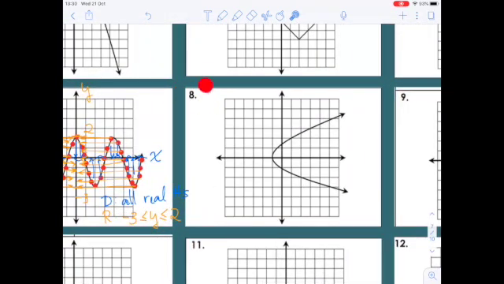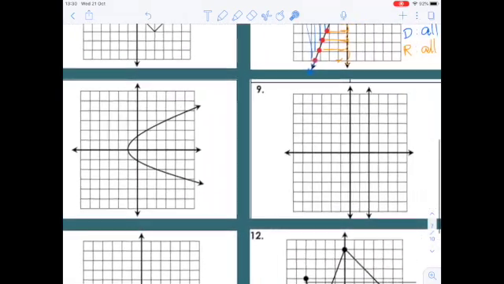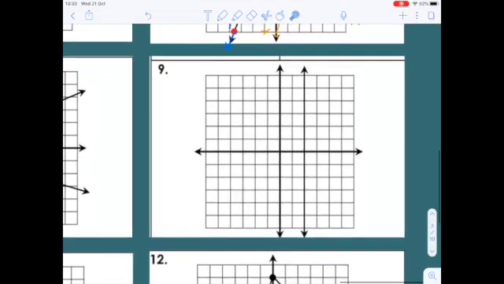Number 8. I'm going to let you try number 8 on your own. If you need help, contact me and send me the answer in the Edpuzzle video.